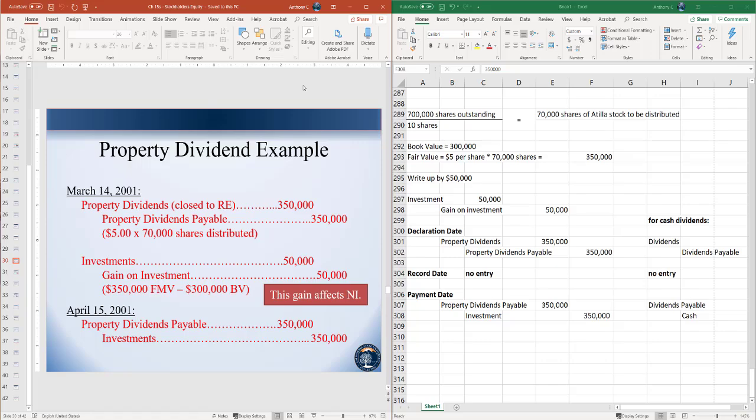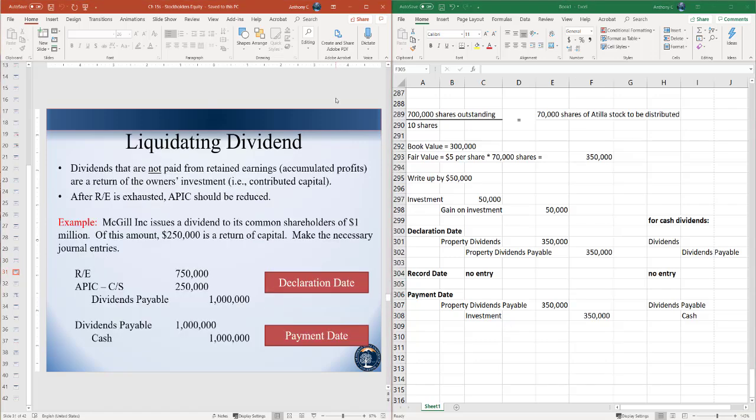So this slide just goes over what we just went over. Let me just point out here that instead of debiting property dividends, it's also acceptable to directly debit retained earnings. Same thing for cash dividends. Other than that, everything here is pretty much just what we went over.